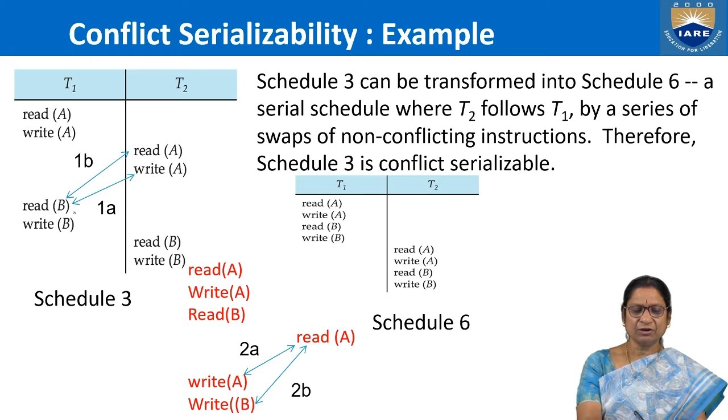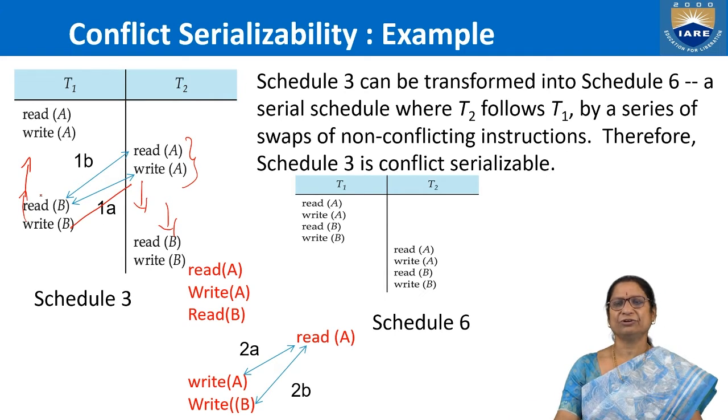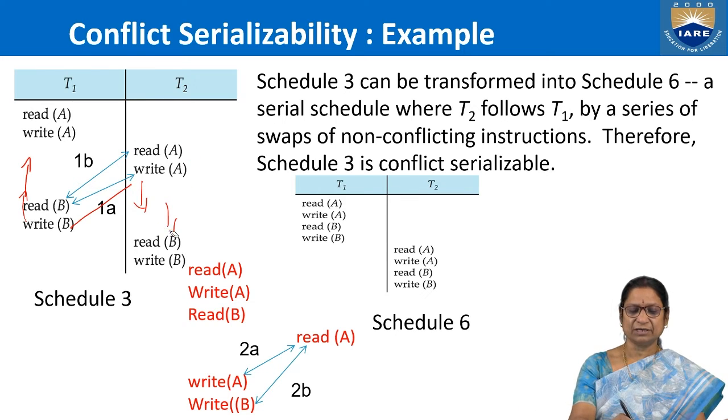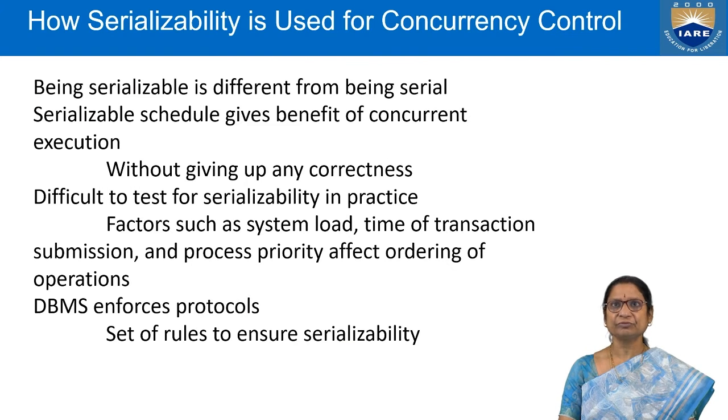So what are we doing? First we do it with read B, and these two instructions are moved downwards and this one is moved upward. Similarly, we do it with write B and these two. These are still moving downwards and this one is moving a little bit upward. While interchanging these schedules, please observe that only non-conflict instructions have been interchanged.